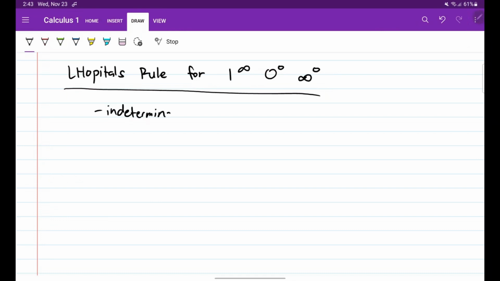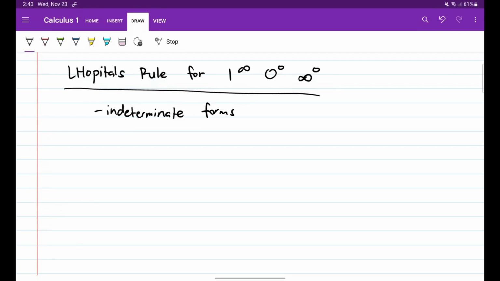Indeterminate forms. Okay, so 1 raised to infinity is not equal to 1. Okay, 0 raised to 0 is not equal to 0 or not equal to infinity. Okay, and infinity raised to 0 is not equal to infinity or 1. Okay, so they are indeterminate forms.